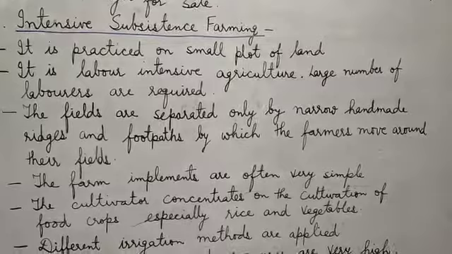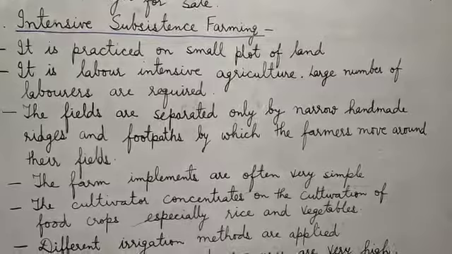It may be shifting or settled, as I told you, or it may be primitive or non-primitive in character. It may be both intensive as well as extensive in nature. Okay, so mainly in India, it is of what kind? Intensive subsistence farming. So let us see the features of intensive subsistence farming.